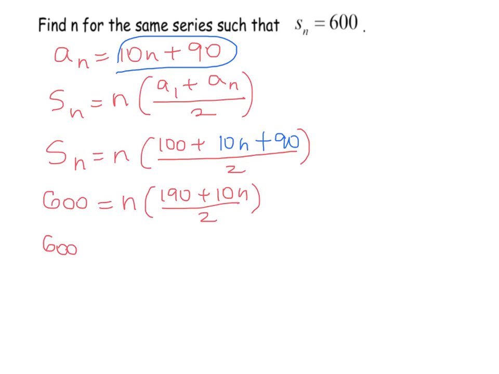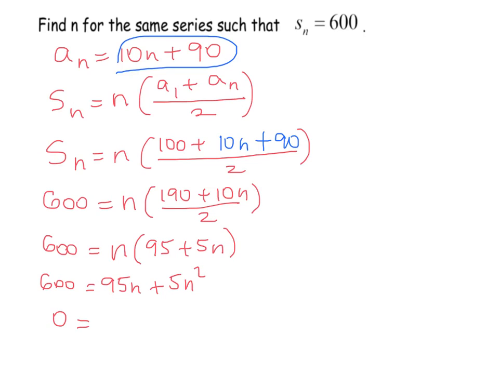So 600 will equal n times (95 plus 5n). And if I distribute n, 600 will equal 95n plus 5n squared. And now I ended up getting a quadratic equation, so I need to solve it by factoring. I'll try by factoring first. This is going to be 5n squared plus 95n minus 600.